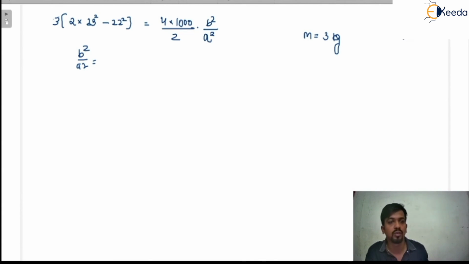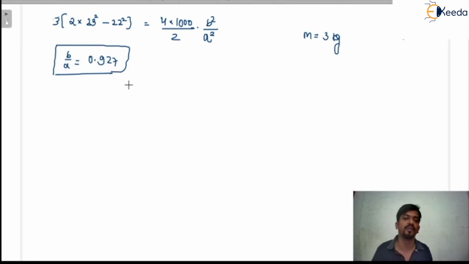Now you can solve these equations and you will get the value of B upon A, because the question is asking to find the B upon A ratio. It comes out to be 0.927. This is the ratio. When you solve this using a calculator, you will get the final value, that is 0.927.